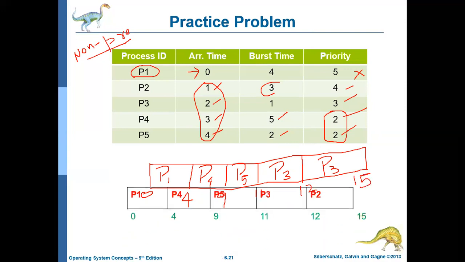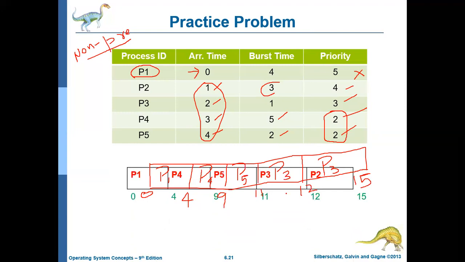Okay, so this is how it works. P1 first executes up to 4 milliseconds, then P4 up to the 9th millisecond, then P5 up to the 11th millisecond, then P3 up to the 12th millisecond, and finally P2 up to the 15th millisecond.